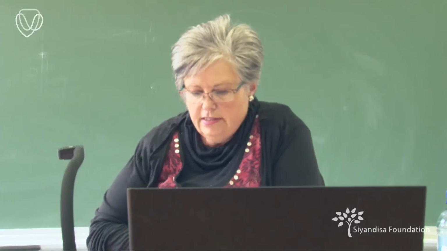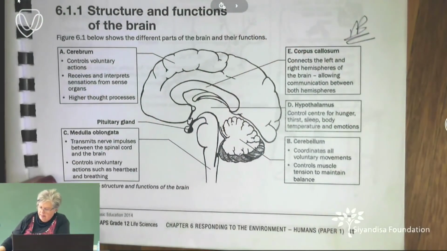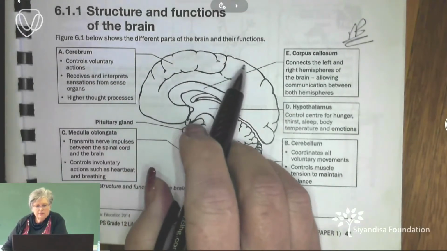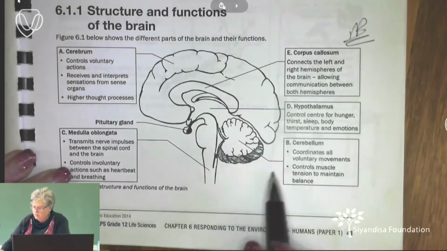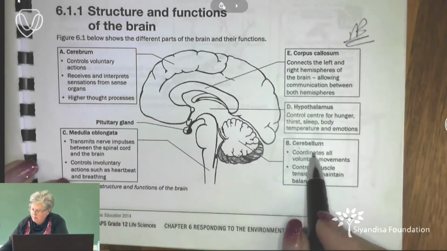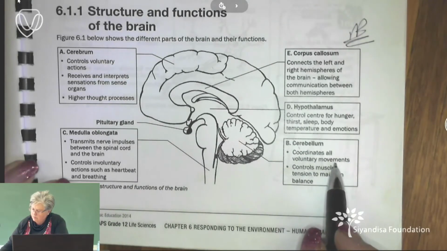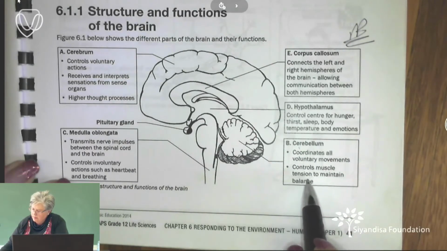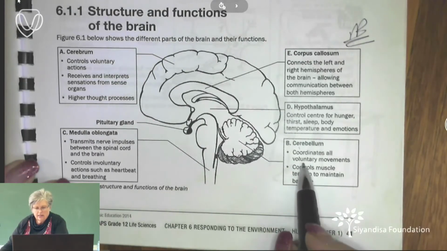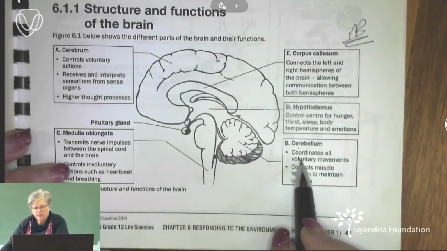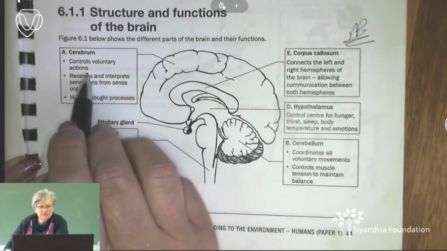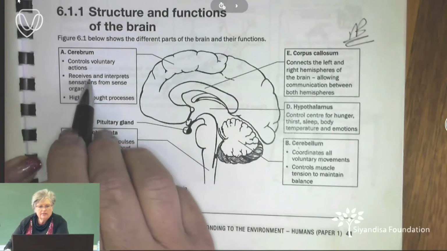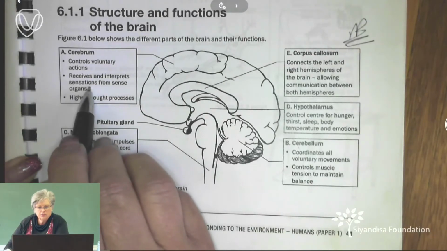The next part that we must do is the brain. Now, usually what the examiners ask about the brain is they again ask the different parts and the different functions. But now they tweak it a little. They won't say to you, the cerebellum controls all voluntary movement, controls muscle to maintain balance. They will tweak it by giving you an example. The cerebrum contains all voluntary actions, and receives and interprets sensations.